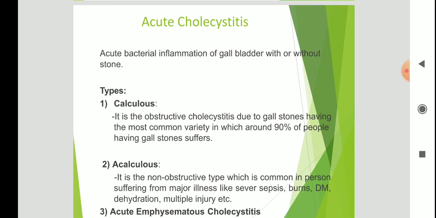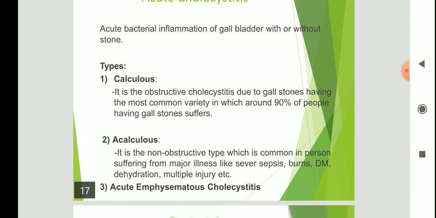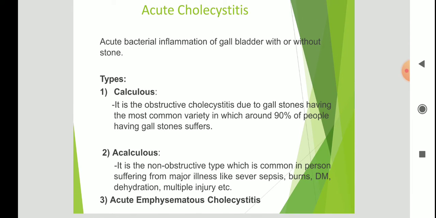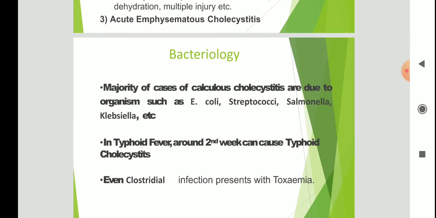It is the obstructive cholecystitis due to gallstones, the most common variety, in which around 90% of people having gallstones suffer. Acalculous is the non-obstructive type, which is common in persons suffering from major illness like severe sepsis, burns, diabetes, dehydration, multiple injury, etc. And then there is emphysematous cholecystitis.